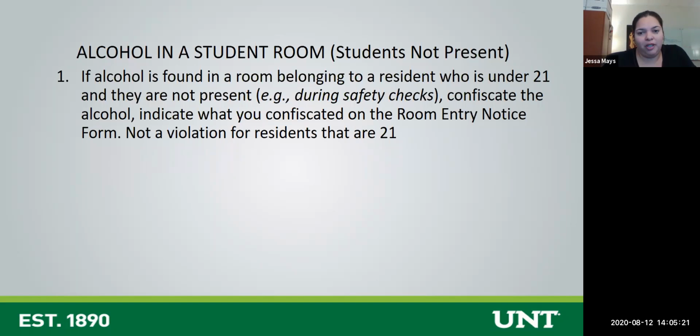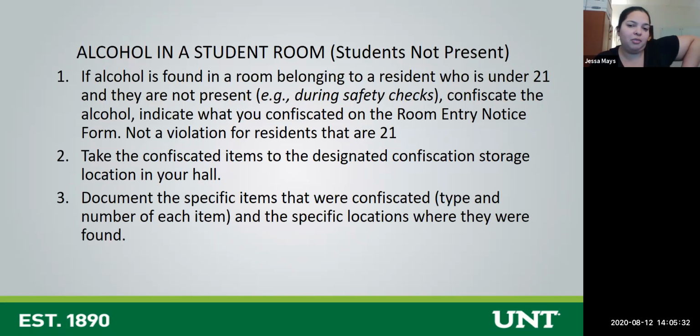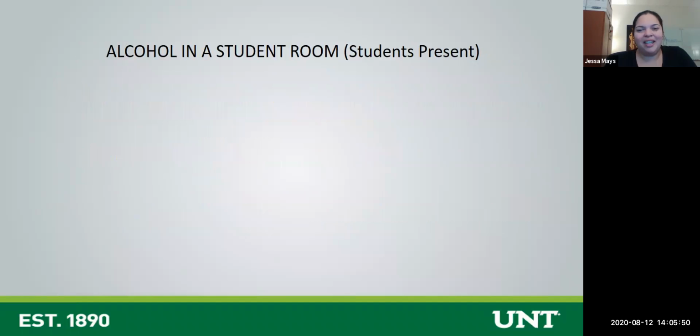If they're under 21 and they're not present, you're going to confiscate the alcohol and indicate what you confiscated on the room entry notice form, but it's not a violation if residents are 21. You're going to take the confiscated item to the designated confiscation storage location in your hall, so please make sure that you ask your staff or your CD where that is. Document the specific items that were confiscated, like the type and the number of each item, and then the locations where they were found. And then complete a report. As always, write it up.